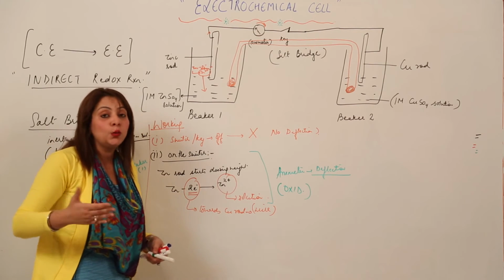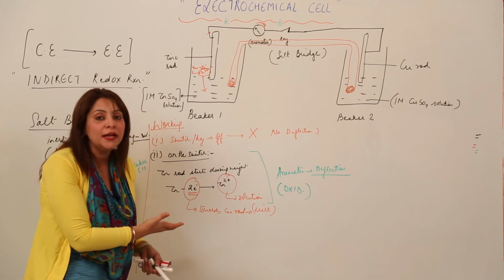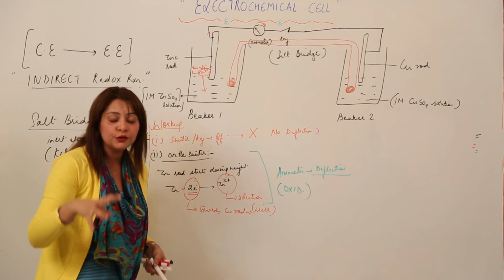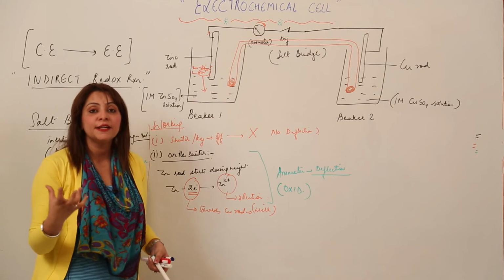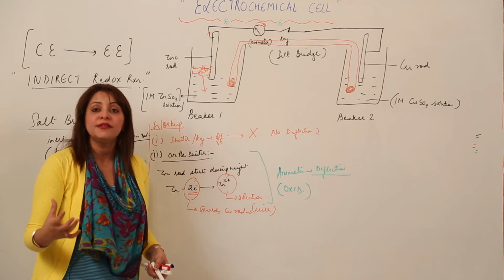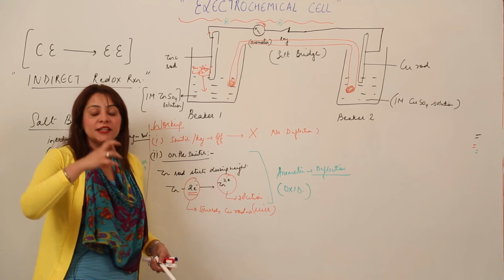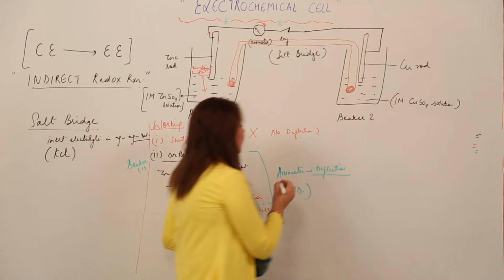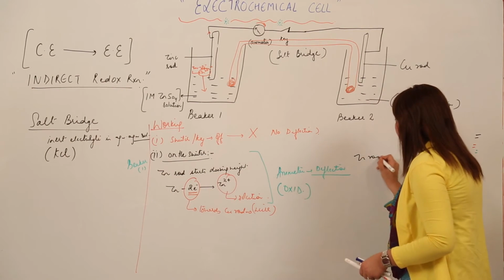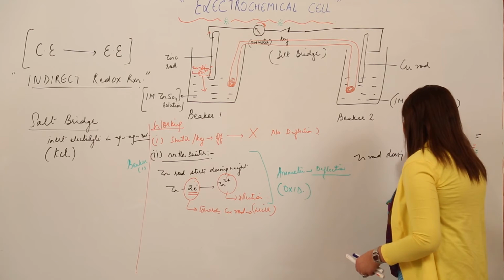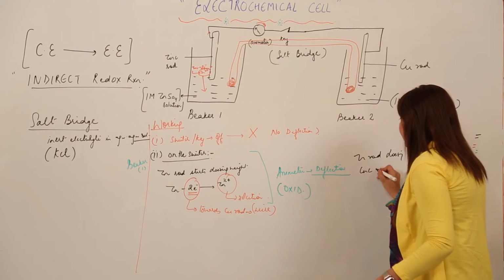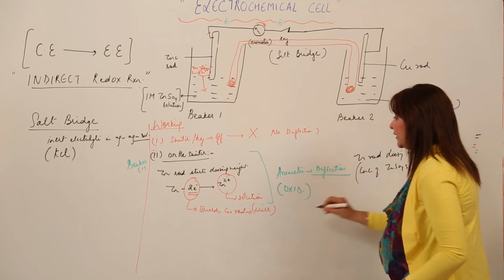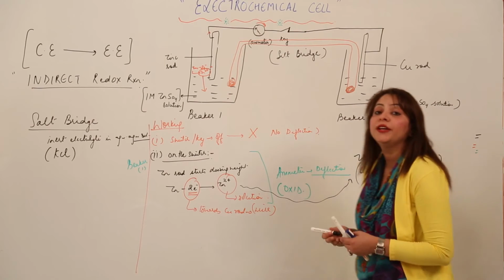Now the question is, what is the fate of these zinc ions and these 2 electrons? The zinc ions will move into the solution, because the solution contains ZnSO4, that means Zn 2 positive and sulfate ions. So we see that the zinc rod is losing weight, but the concentration of ZnSO4 solution is increasing. Why is it increasing? Because these Zn 2 positive ions are going into the solution.